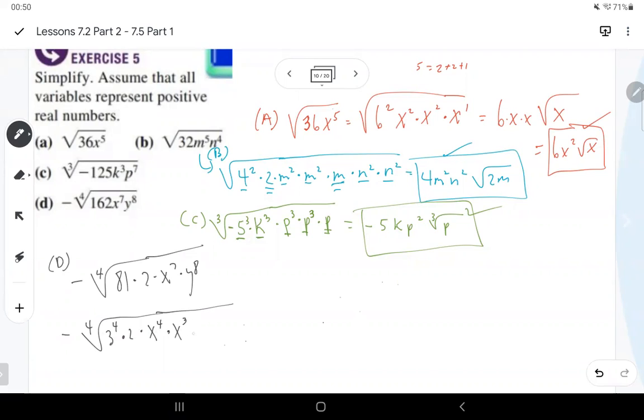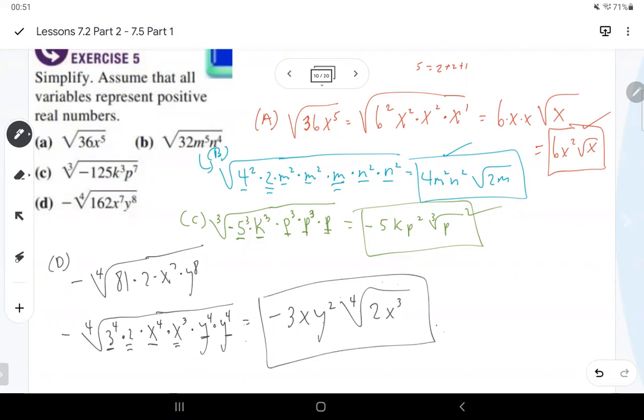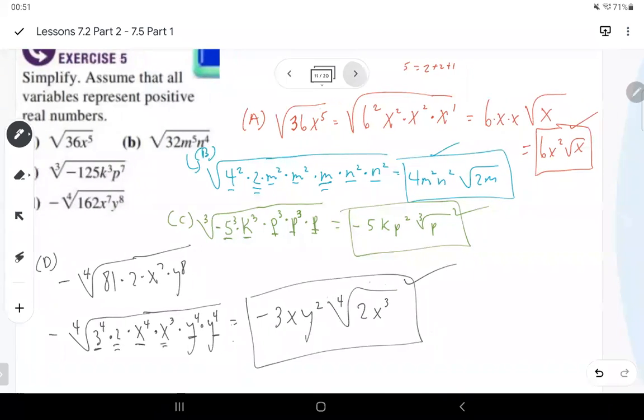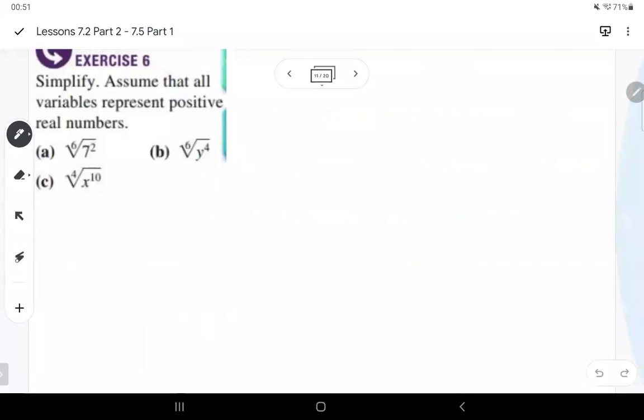4 and 3 give you x to the 7th, and then times y to the 4th times y to the 4th. So that'll give you a negative 3, 1x, so a 3, 1x, and then 2 y's, so y squared, 4th root, 2 left inside, and an x cubed left inside. Okay, and remember here that the negative is only included because it was on the outside of what was going on. Otherwise, we would not have a negative for an even index.